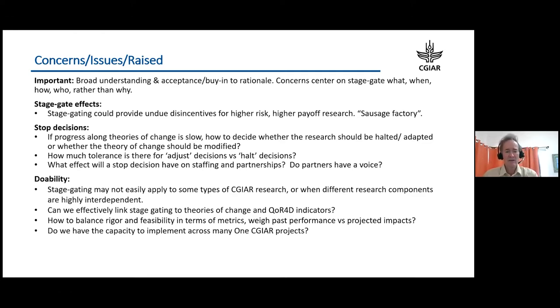And also, can we effectively link stage gating to theories of change and the quality of research for development indicators? It's one of our principles, but we have to make it work. And how to balance rigor and feasibility in terms of metrics? How much do you weigh past performance of a group versus the projected impacts, which are continually changing? And do we have the capacity to implement this across the many One CGIAR projects that are envisioned?